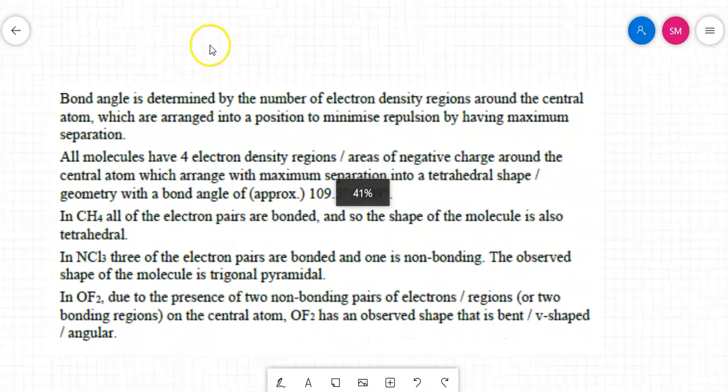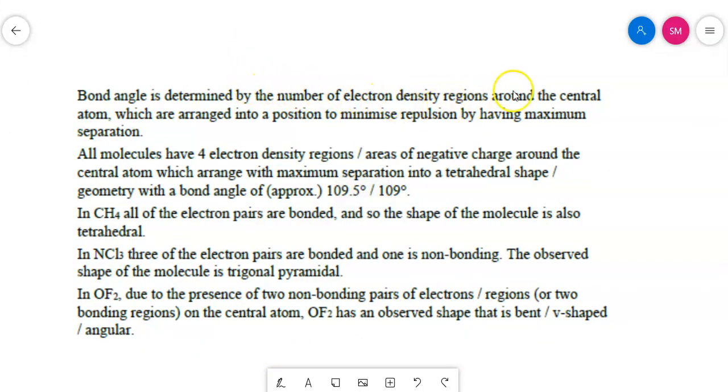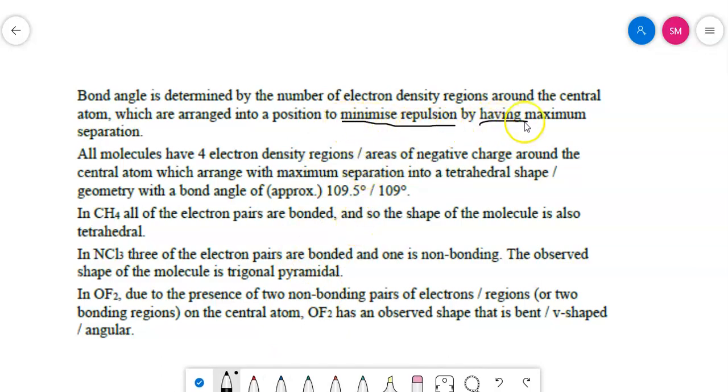So bond angle is determined by the number of electron density regions around the central atom, which are arranged into a position to minimize repulsion by having maximum separation. So that's a really important part there, to say minimizes repulsion by having maximum separation. So get in the habit of including those terms. All molecules have 4 electron density regions of negative charge, which repel into a tetrahedral shape with a bond angle of approximately 109.5 degrees. So those are all of the things we've included in the table.